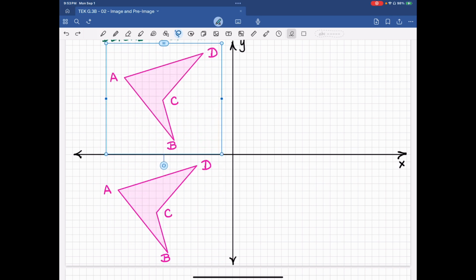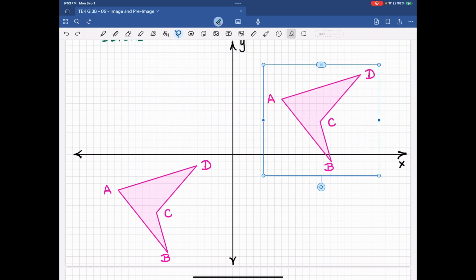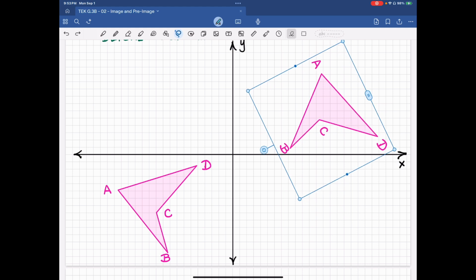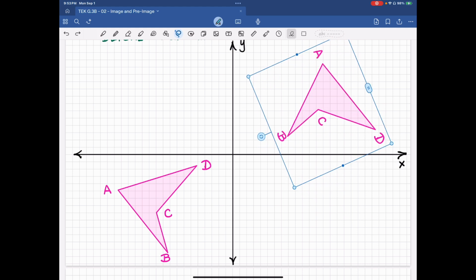I'm now going to move it to a new location on the coordinate plane, and I'm going to also add a twist. I'm going to rotate it. So I took the image and I rotated it. Now notice that nothing has changed. The length of AB is still the length of AB. The angles have not changed in their measurement. Everything is the exact same.